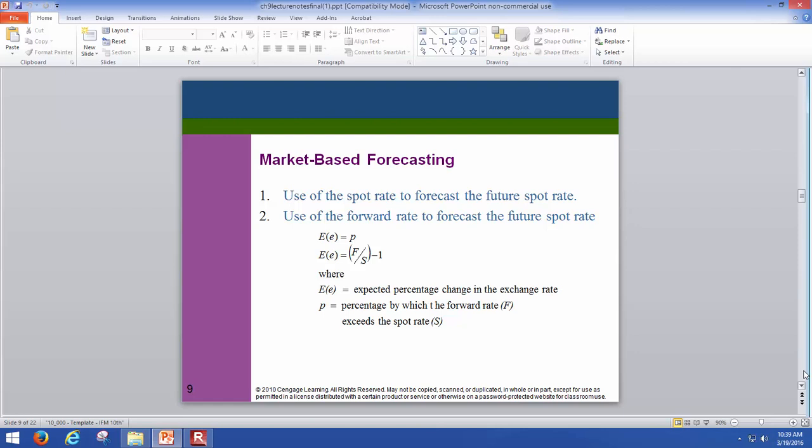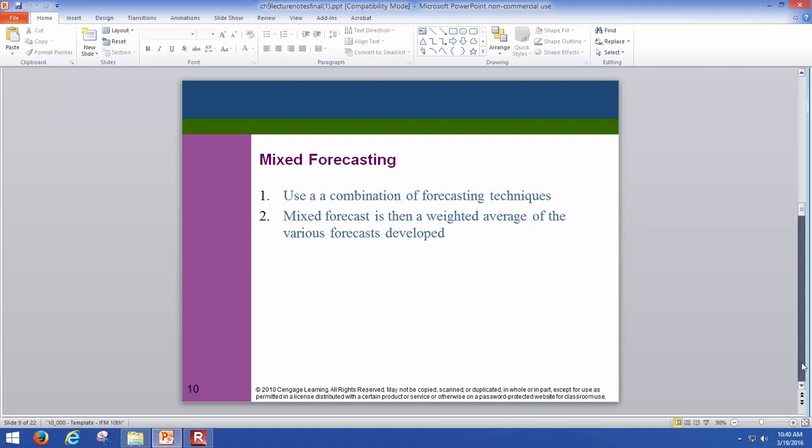And that is given by F minus S over S, which is the forward premium or the forward discount. Now in reality, what do companies do? Clearly, people who do this type of work have a scientific approach, but at the same time they also tend to have their biases.